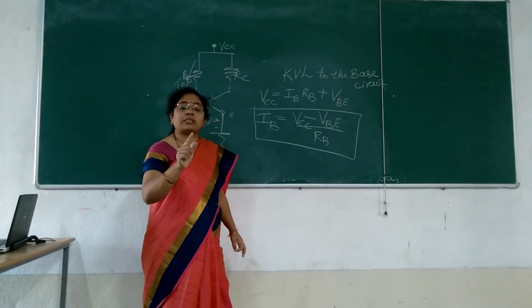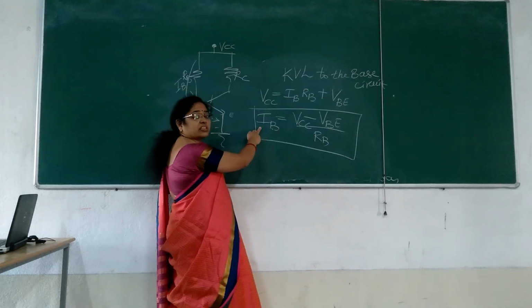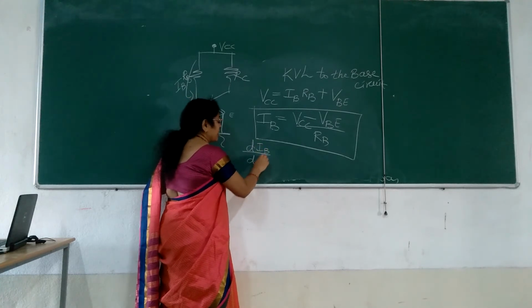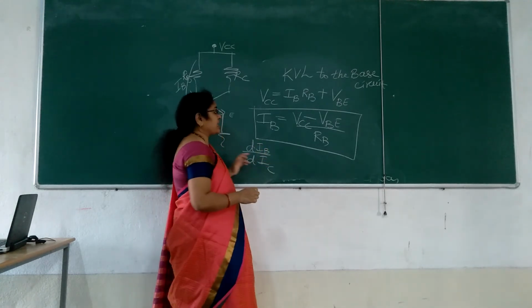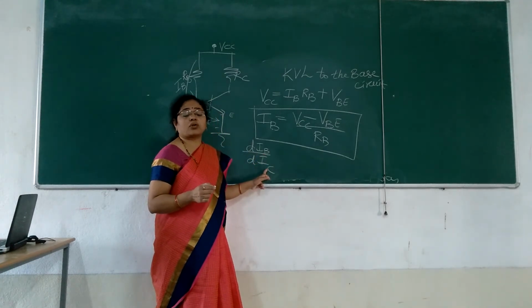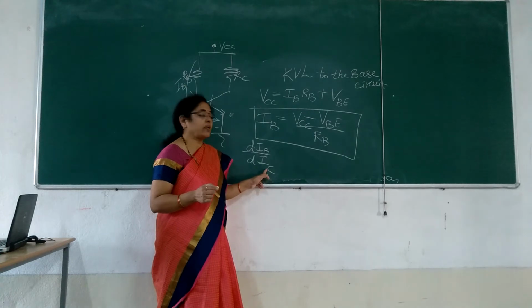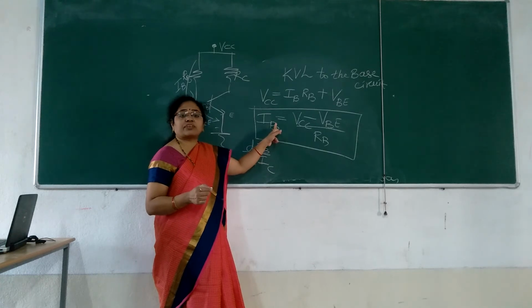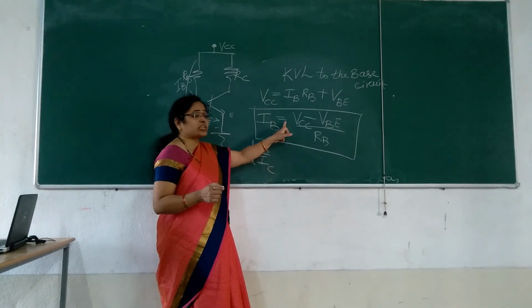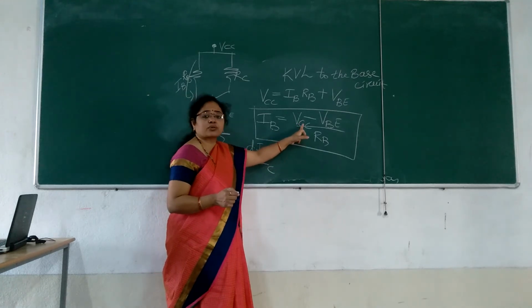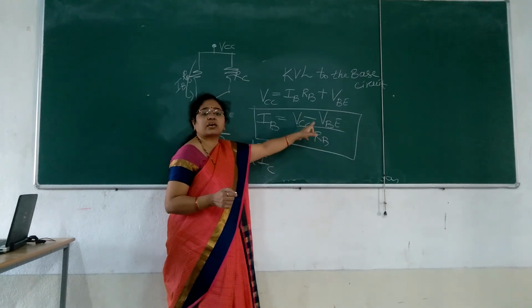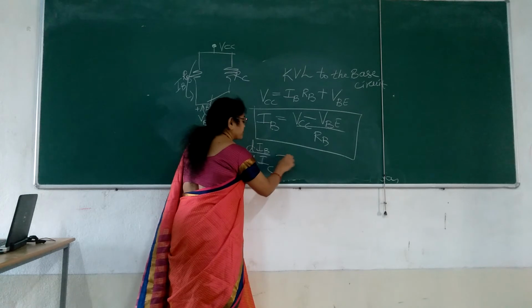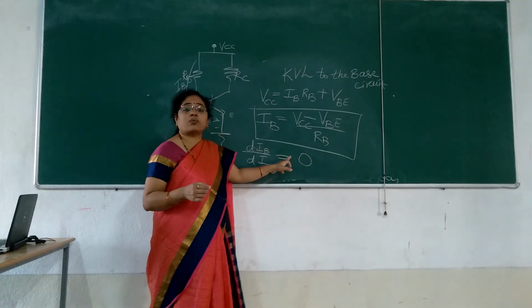Next step is we need to find the stabilization factor, or stability factor. In order to find the stability factor, we will differentiate this IB equation with respect to IC, that is dIB by dIC. When I differentiate, since everything involved is constant, dIB by dIC is 0.